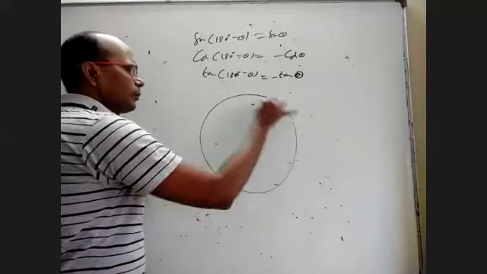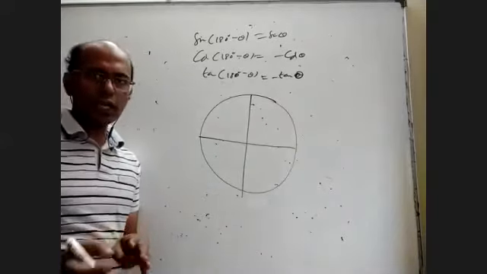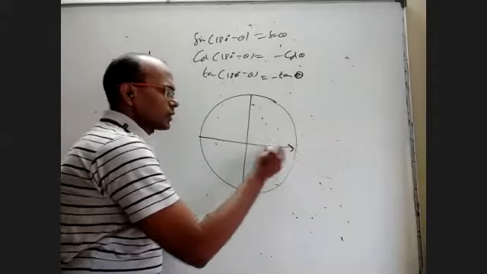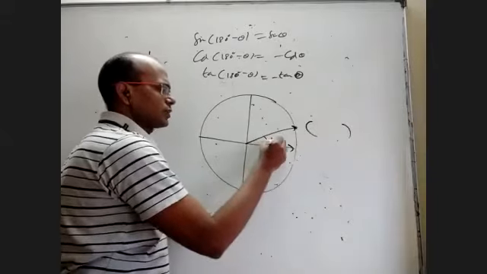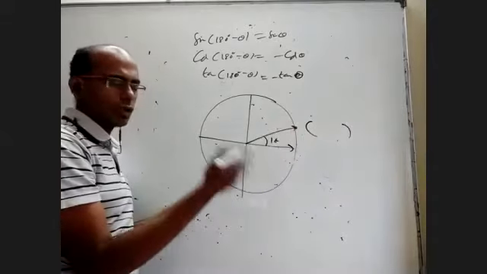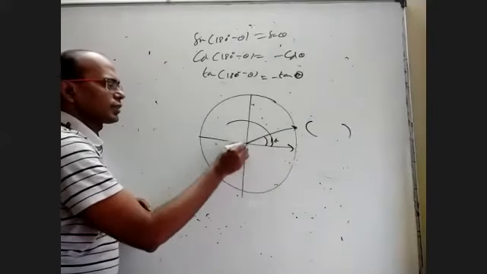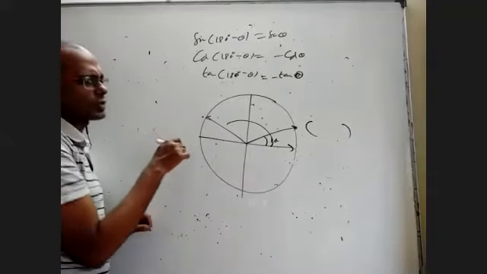I take a circle. Let us say I want to find sine 10 degrees. I also want to find sine 170. If you want to find sine 10 degrees, just rotate by 10 degrees. This is 10 degrees. The x coordinate of this point is cos 10 and the y coordinate is sin 10. If you want 170 degrees, the point will be somewhere here, and the x coordinate of that is cos 170, y coordinate sin 170.